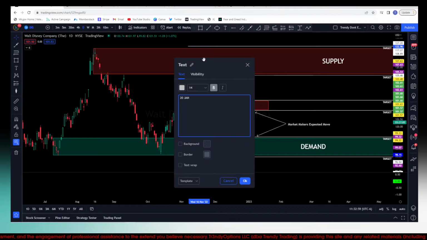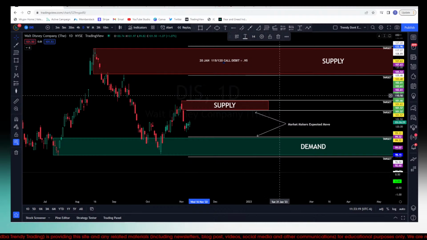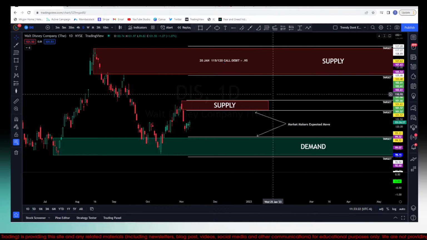So what I'm doing is 20 January and the 115 by 120 call and the debit, that means they're taking the money from you. Debit equals 95 cents. You might have to get in for $1 or something like that, okay? So that's what's going on there.